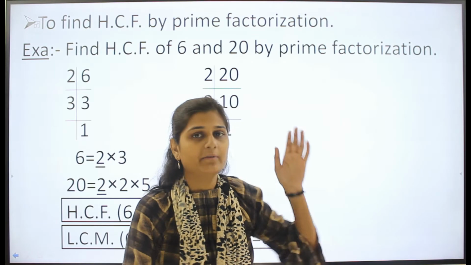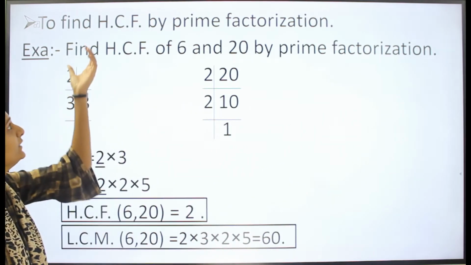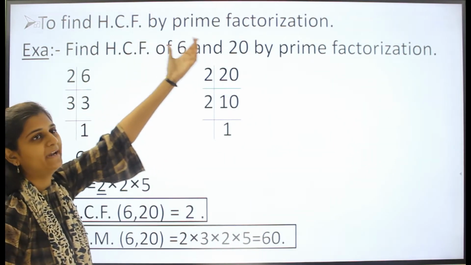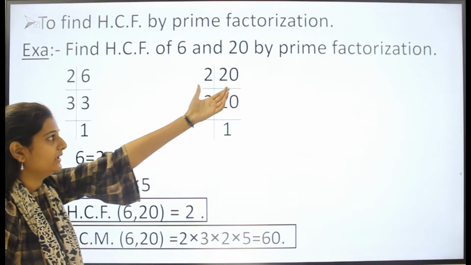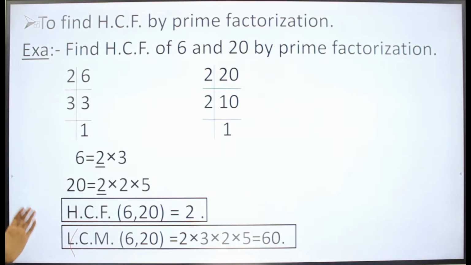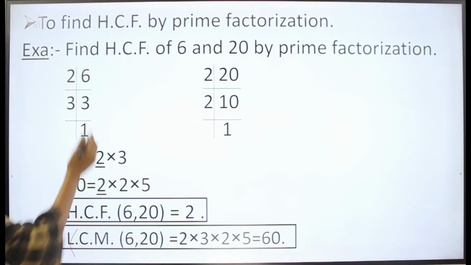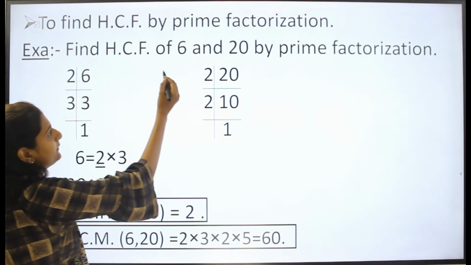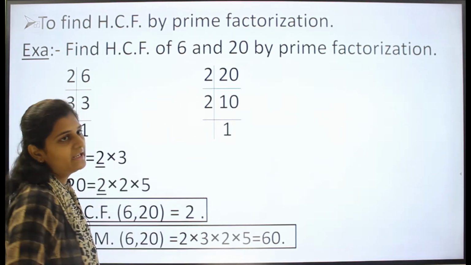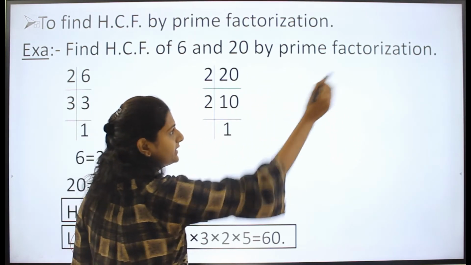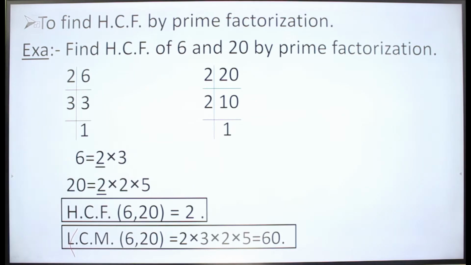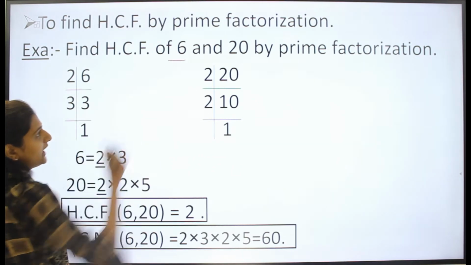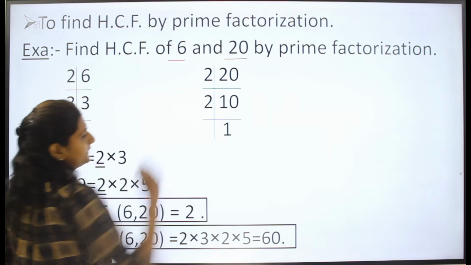So whatever values we have been given, we have to show them as prime factors. First, go through the question. The question is: find the HCF of 6 and 20 by the prime factorization method. So I have two values, 6 and 20.